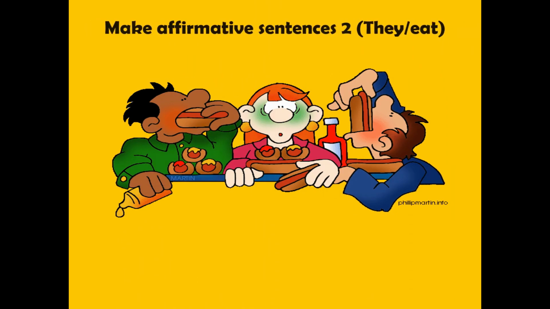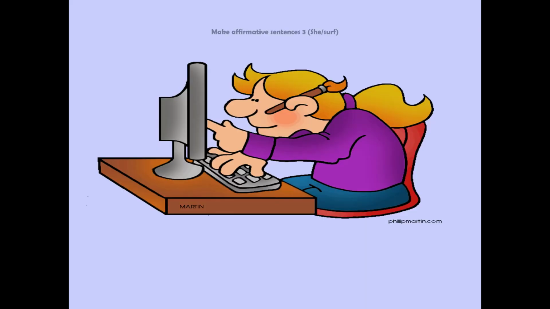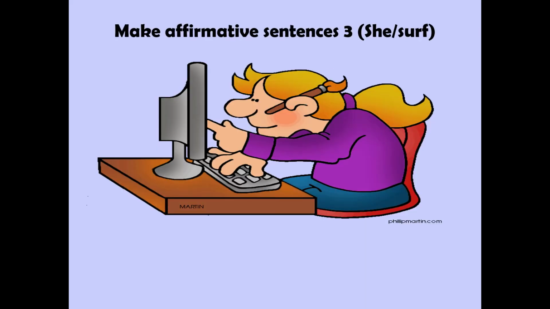Another sentence, we have they eat. So the correct answer is they eat a lot. Remember, they is not a third person, so for that reason we have they eat a lot. You don't have to change the verb. In this case, we have she and surf. The correct answer is she surfs the internet. We have she, third person, so you have to add the s at the end of the verb.